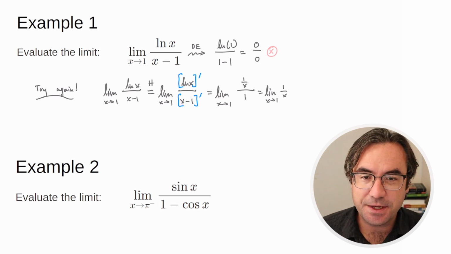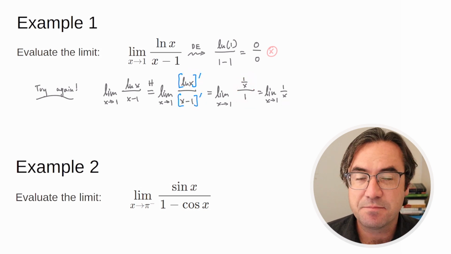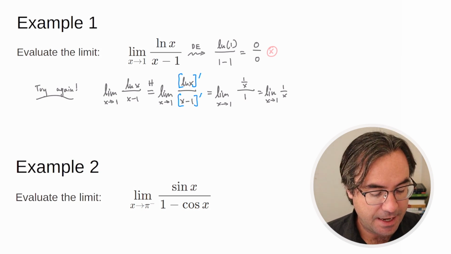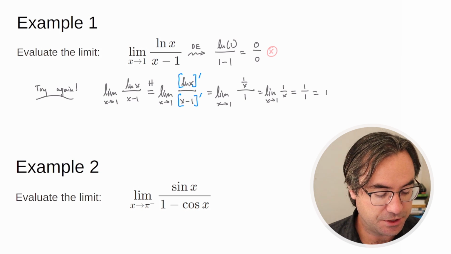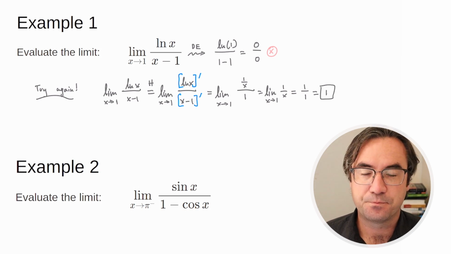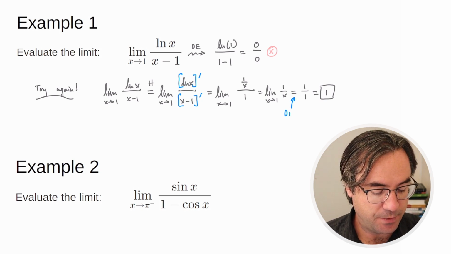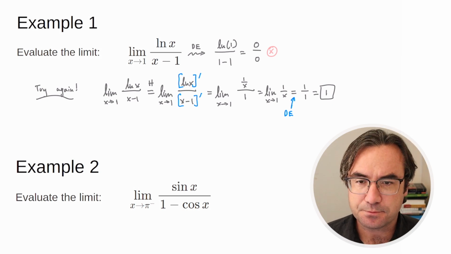And then as soon as we have this all calculated and maybe we simplify a little bit, well, try direct evaluation again. If we do our direct evaluation here, we get 1 over 1, which is just 1. Nice. So again, try direct evaluation again as soon as you apply the rule.